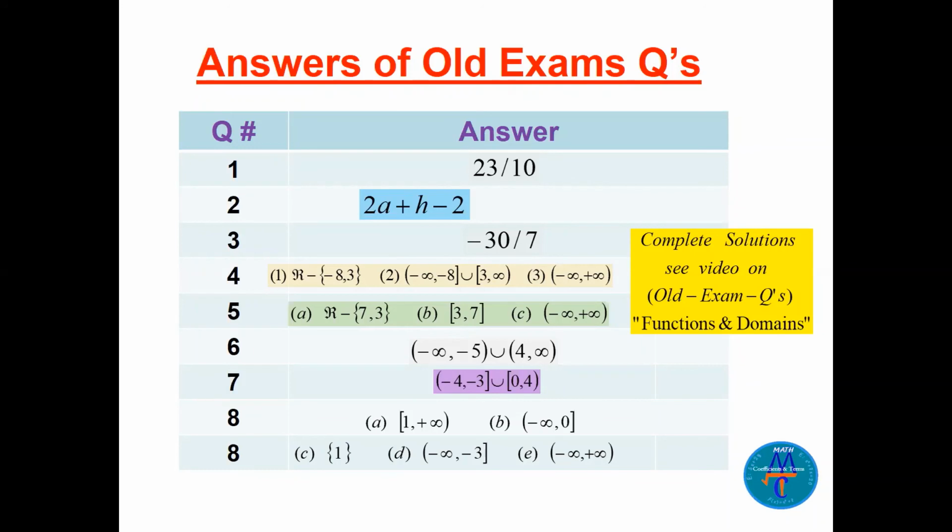So just be careful here, guys. 8 has 2 lines because there are 5 parts. So this is 8 and 8. It's not 8 and 9, 8 and 8, because A, B, and then C, D, E. 5 answers. And then these only the answers. So for the complete solution, please, on this, you can see the video on all the exams questions, functions, and domains.